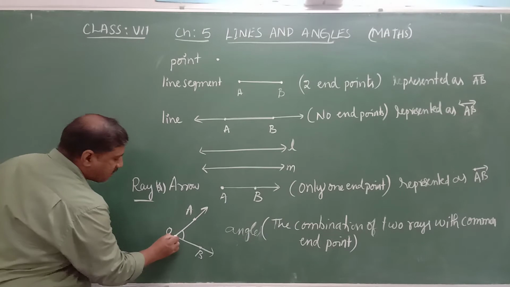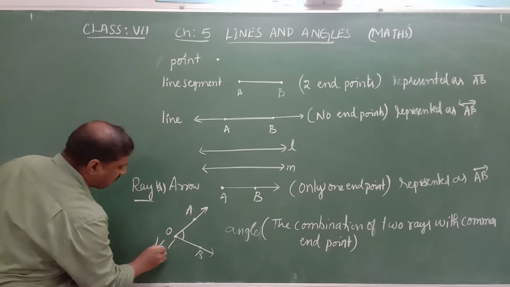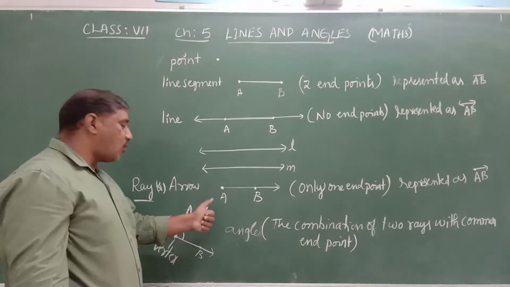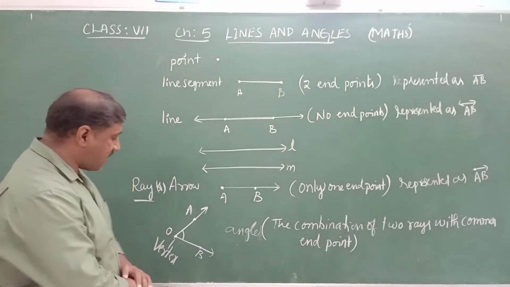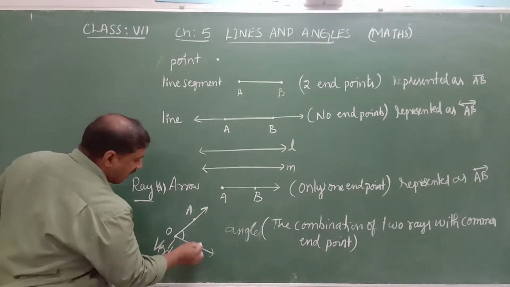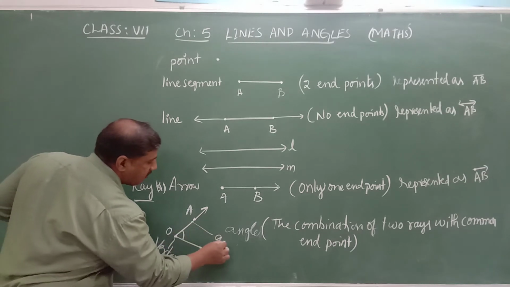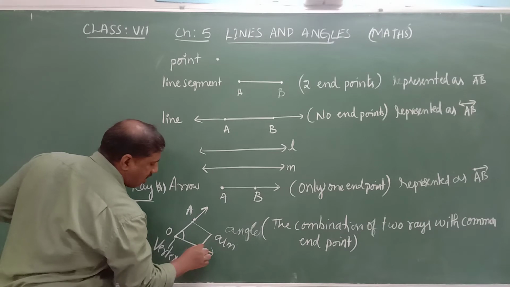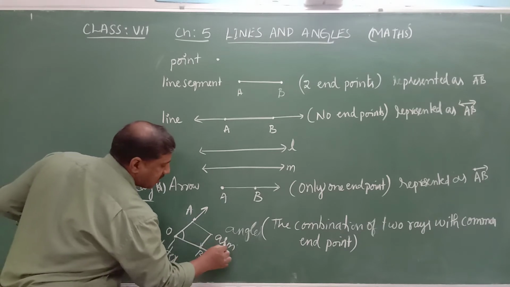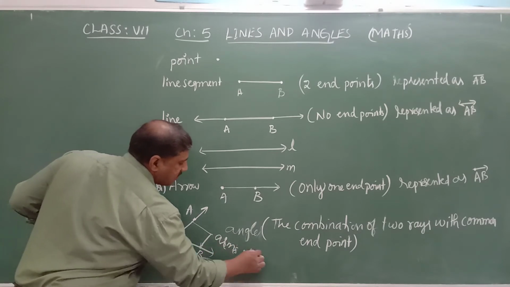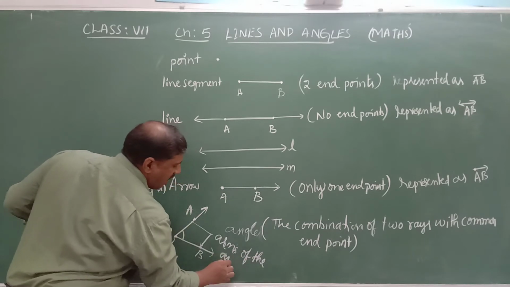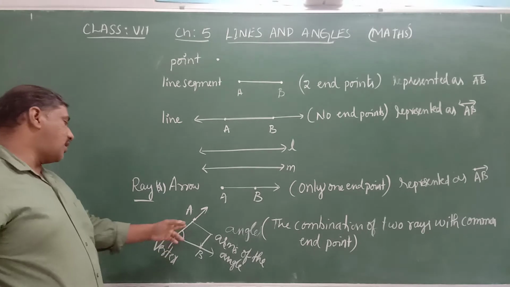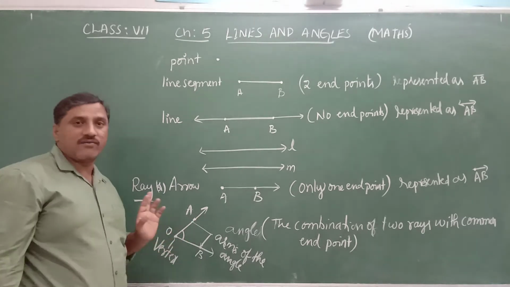Now this point O is called the vertex of the angle. OB and OA are the arms of the angle. So OA and OB are both arms of the angle, and point O is known as the vertex of the angle. So here we have two arms, OA and OB, and one vertex, O.